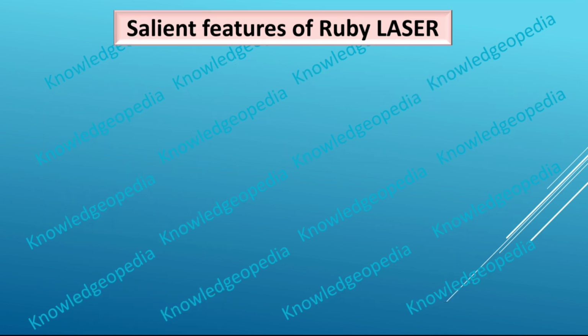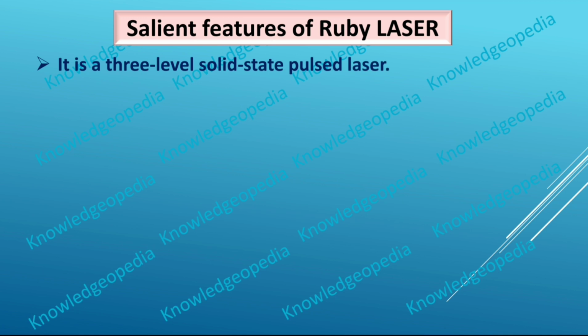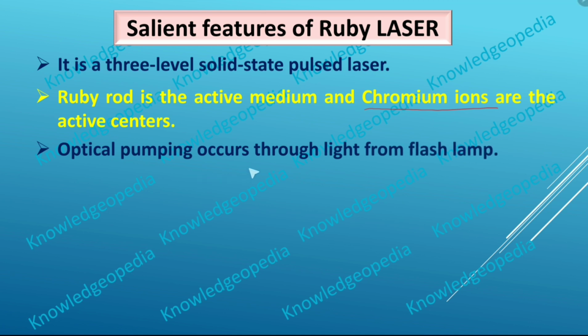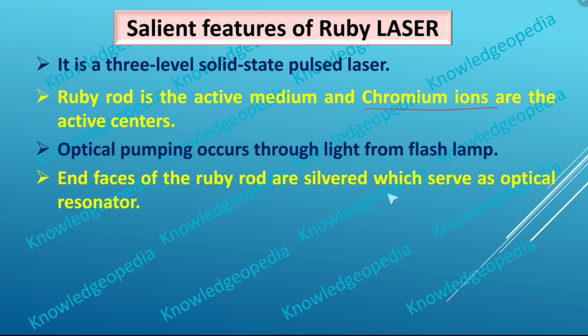So let us summarize the salient features of ruby laser. It is a 3-level solid state pulsed laser. Ruby rod is the active medium and chromium ions are the active centers for lasing action. Optical pumping occurs through light from a flash lamp. End faces of the ruby rod are silvered, which serve as optical resonator. So these things you may get in short type questions.